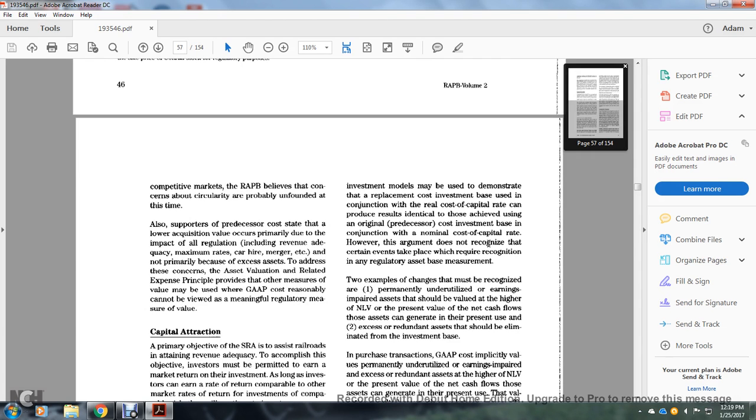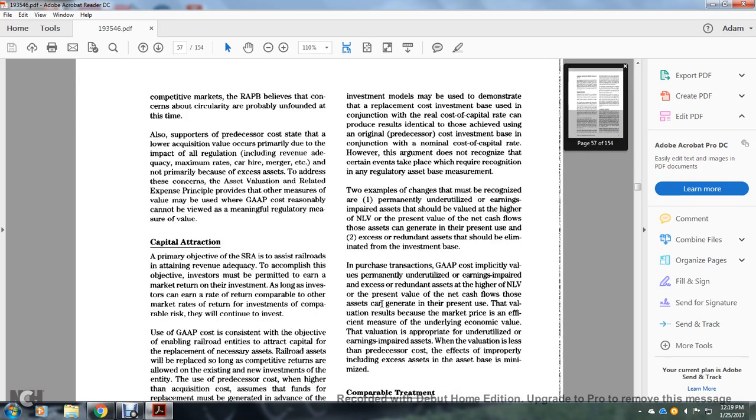However, the argument does not recognize certain evidence that takes place with the required recognition of regulatory assessment measures. For example, the changes must be recognized with the permanently underutilized earnings of the impaired assets, which usually should be valued at the higher of the net liquid value or the present value of the net cash flow. Because assets can generate the present use, redundant assets should be eliminated from the investment base.